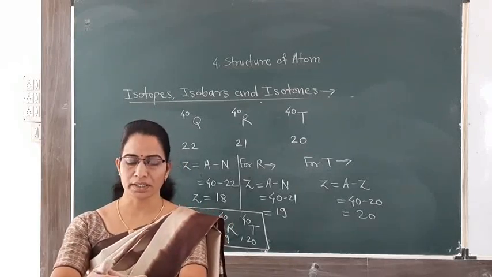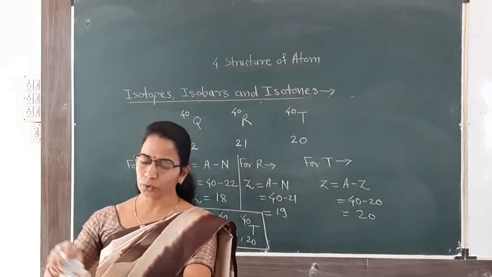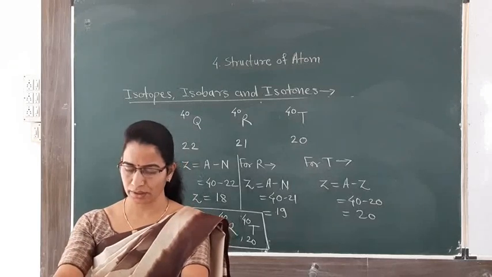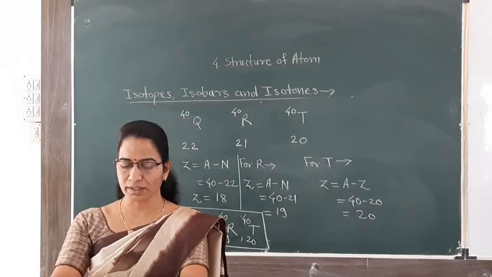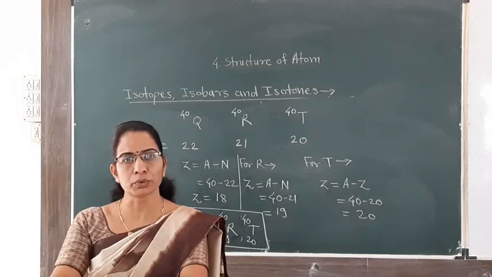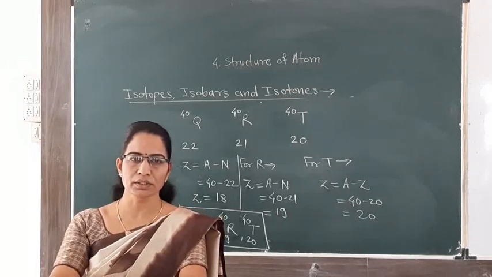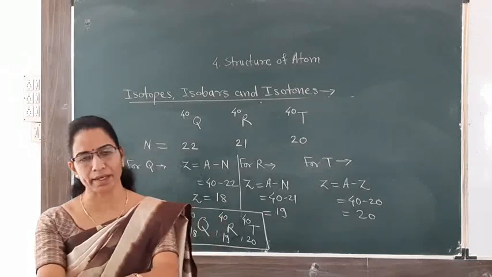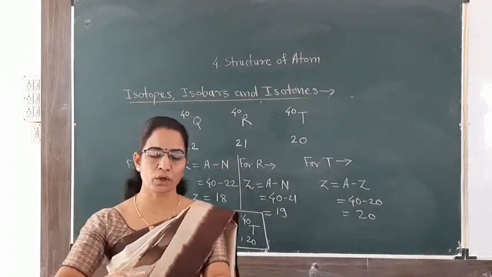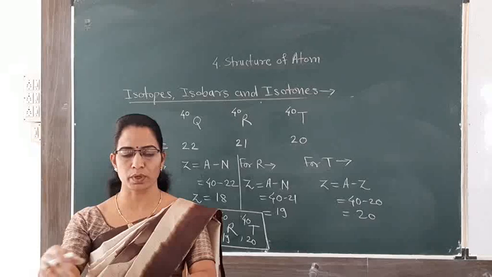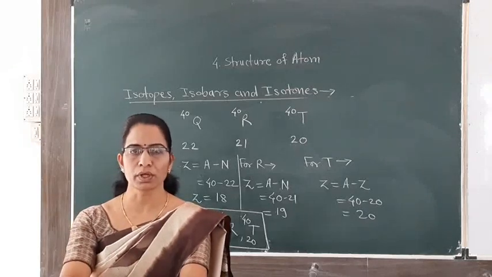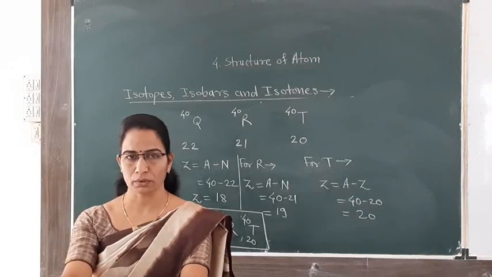Simple numericals are there. Okay, you practice these numericals at home. In the next lecture, I will give you one more numerical, that is how the average atomic mass of an element is calculated, what is meant by average atomic mass, and then we will go towards the drawbacks of Rutherford's atomic theory. Okay, thank you.